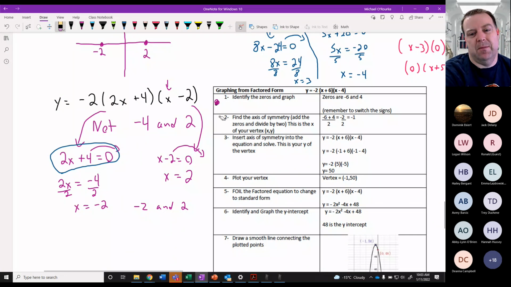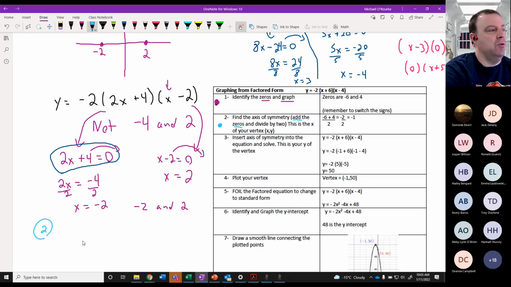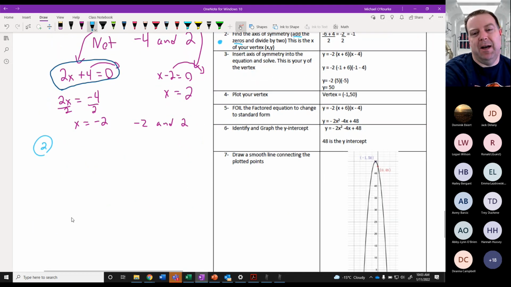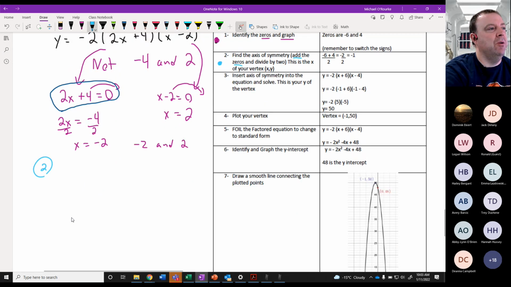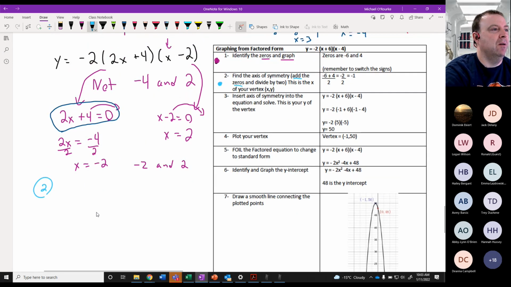So, back to the question, we did the first part, right? We identified the zeros and graphed. Now next is we find the axis of symmetry, right? Where we add the zeros and divide by 2. So I will let you guys start. When you're done, press D in the chat when you know your axis of symmetry.